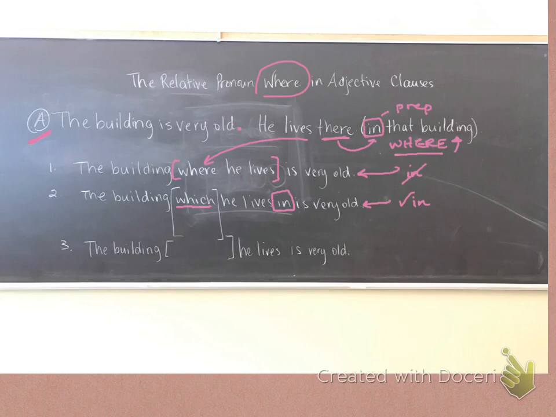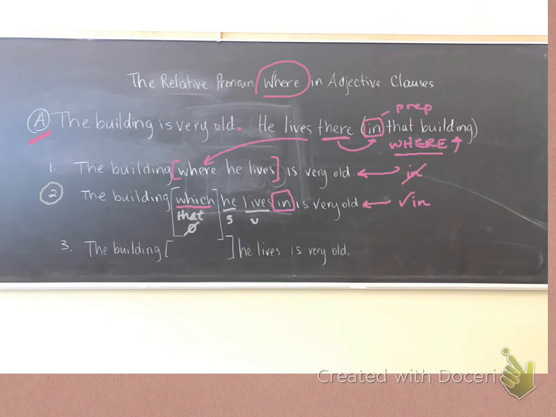When we look at our considerations around different ways that we can combine sentence number 2, we could say the building which he lives in, we could say the building that he lives in, and we could say the building he lives in is very old. So we could have nothing there, because here we have the subject and here we have the verb.